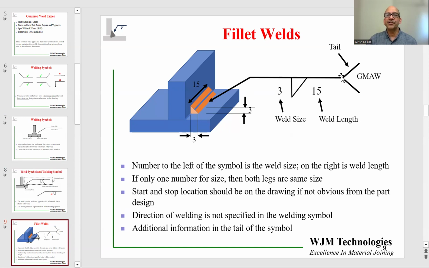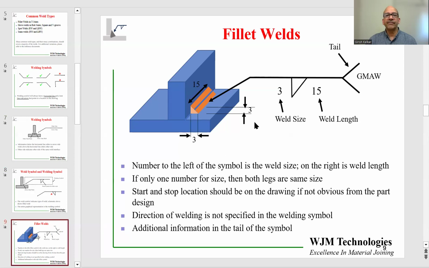We also have a feature over here called the tail of the weld. So if you need additional information, you can put it in the tail of the weld. In this case, we are showing that the weld is going to be GMAW. That means the design engineer needs the weld to be made with the GMAW process.